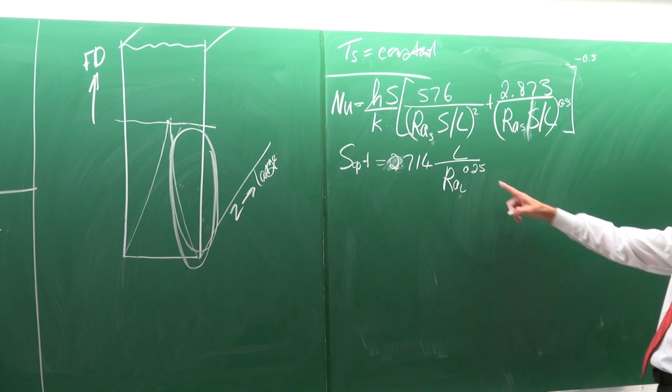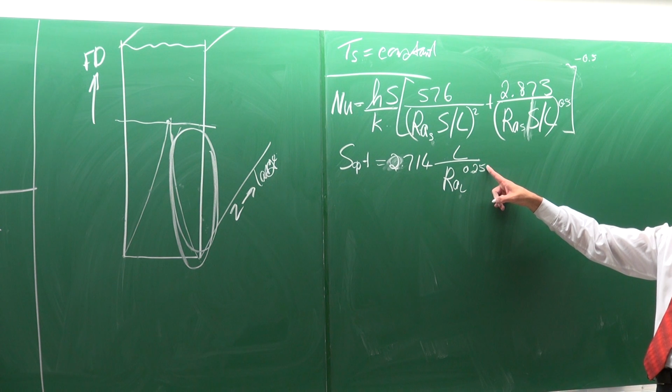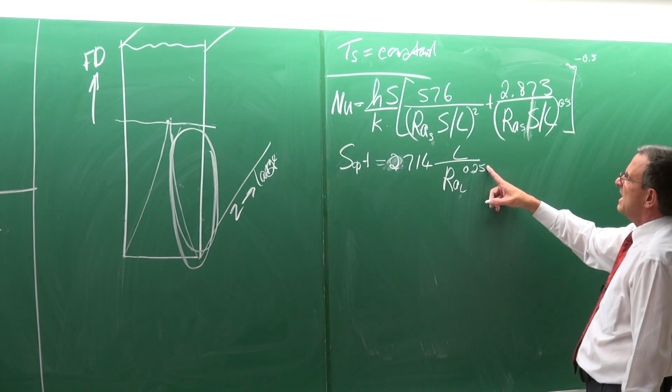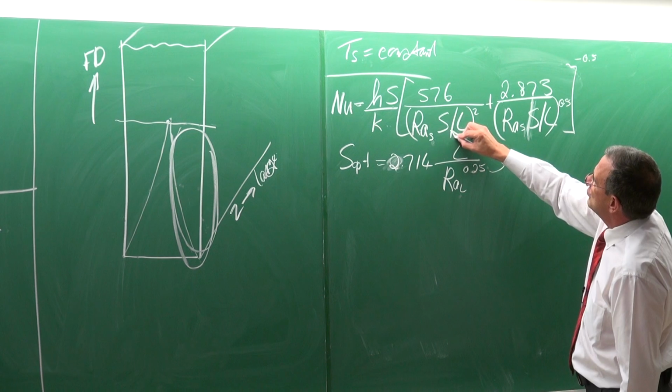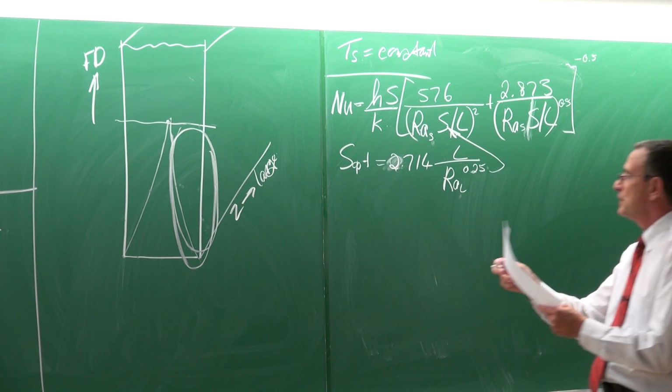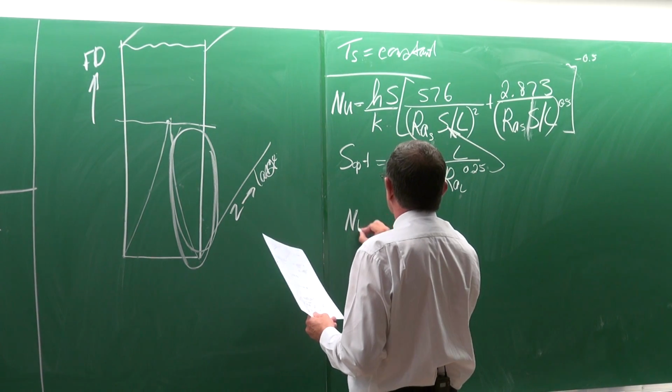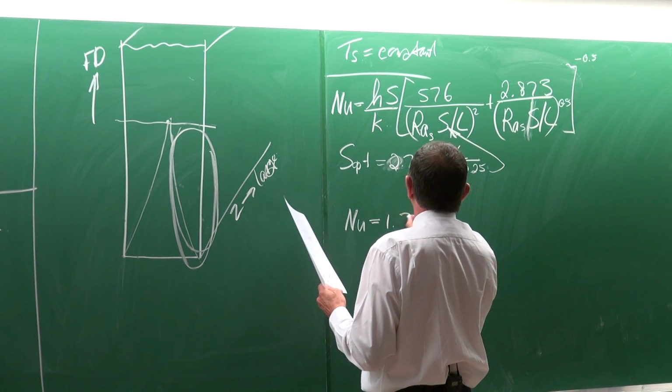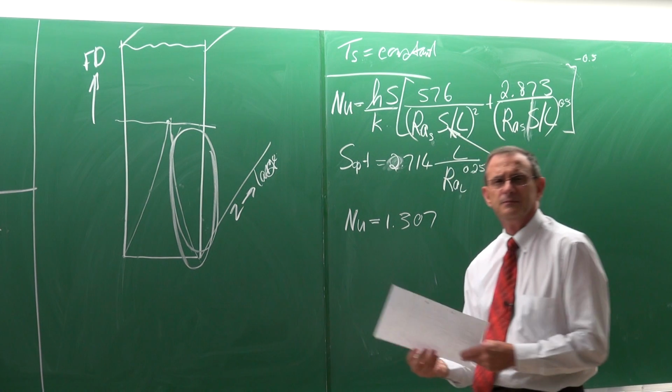If you have now solved this, and obviously you get that from experiments, and you put this back into that equation, then you can solve for the optimum Nusselt number for that case. And that would only be about 1.307.